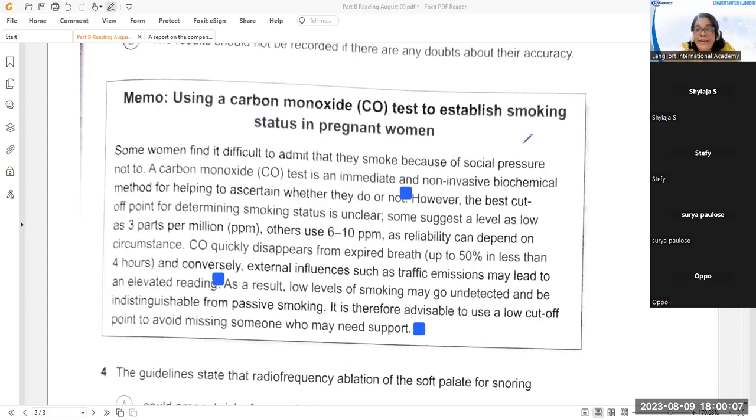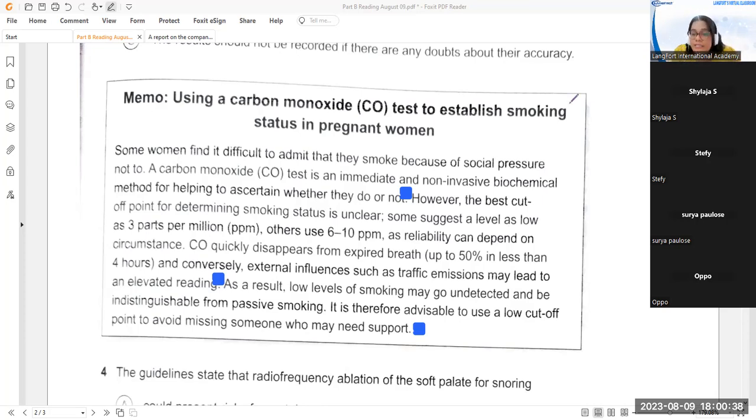Passive smoker means they do not smoke, but they get exposed to smoking because maybe their friends or family members smoke. So it's very difficult to pinpoint whether somebody is smoking in a CO test, because the carbon monoxide level, based on traffic emissions and passive smoking, will be there in someone's system. So it's very difficult to pinpoint, and it's not clear what the cutoff point is above or below which it gets dangerous. They haven't decided it yet.